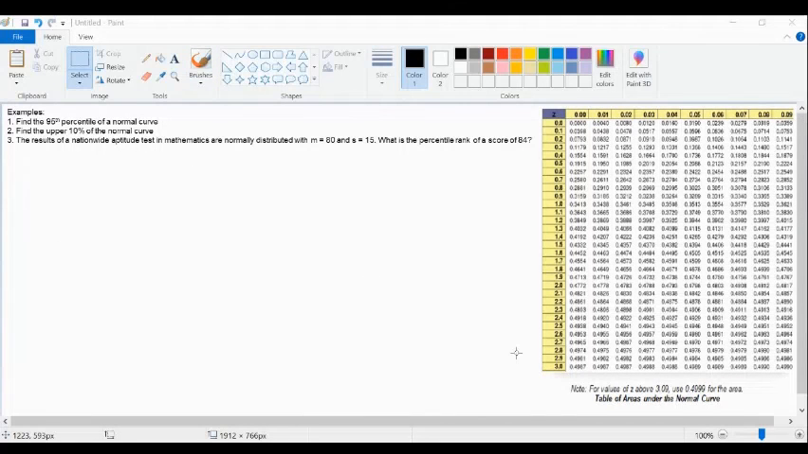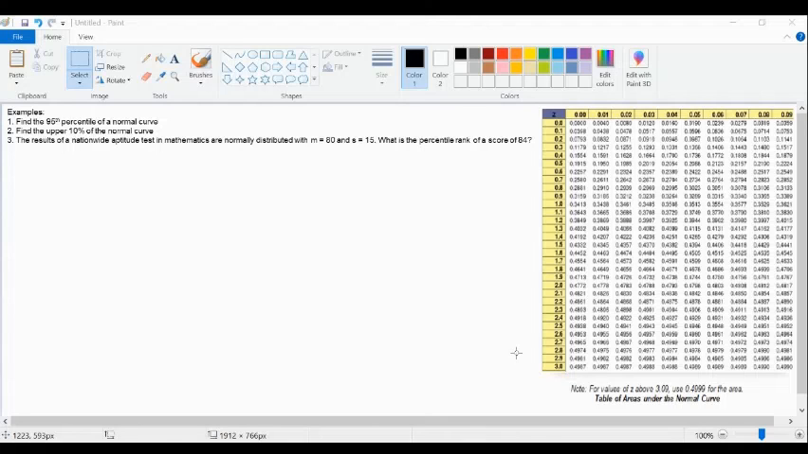Example number 3. The results of a nationwide aptitude test in mathematics are normally distributed with mean 80 and standard deviation of 15. What is the percentile of a score of 84? Since we are interested in the percentile rank of 84, this means finding the percentage of scores below 84. To find the required area from the table of areas, we transform 84 to the z-score form and then perform the appropriate mathematical operation.